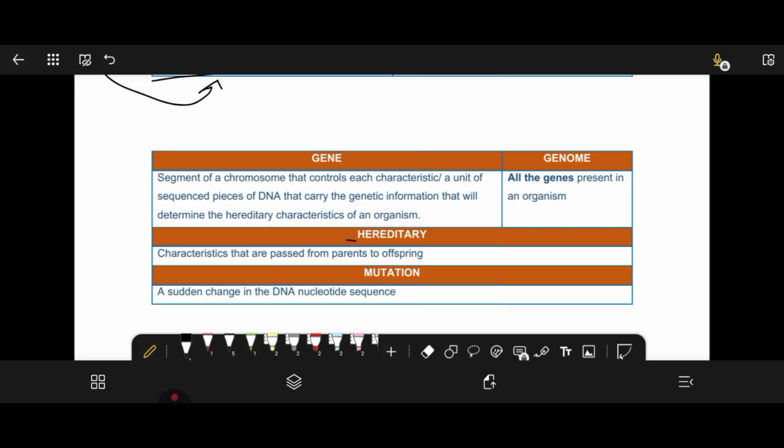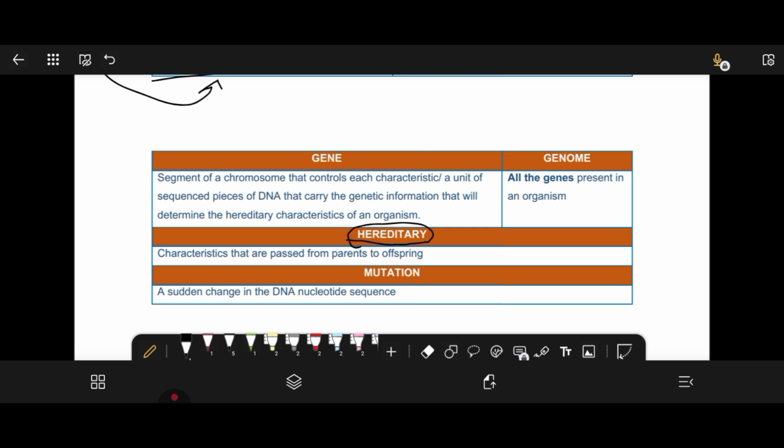There we go. This word, we've been reading about it, but we didn't know what it was, okay? So it is characteristics that are passed from parents to offspring, right? It's like you having a big head, and then your mother also has the big head, right? That's basically it. Those characteristics were passed on from your mother to you, right?